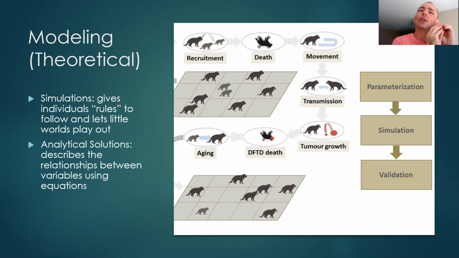And then you can play out little worlds over and over and over and see what happens to the transmission of tumors and the demographics of the population of Tasmanian devil in a way that would be unethical, impossible, and infeasible for natural populations using a correlative approach or experimental approach for that matter. Because you can create variation that's not there, and you can conduct experiments in silico with different runs of the simulation with different parameters that wouldn't resemble any variation that occurs in nature.